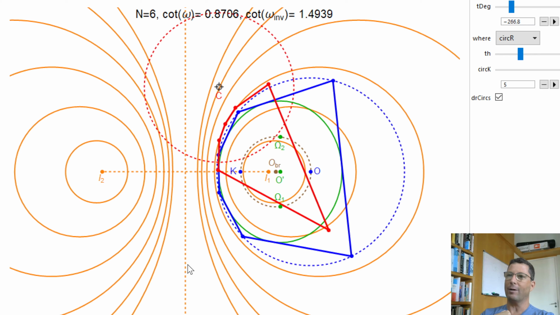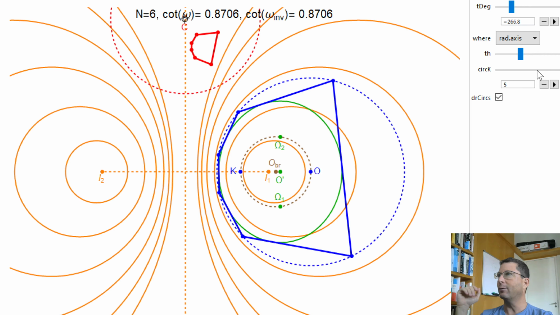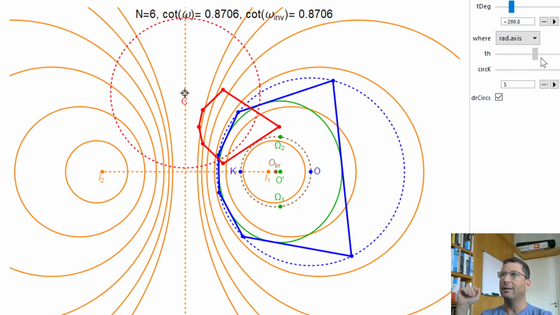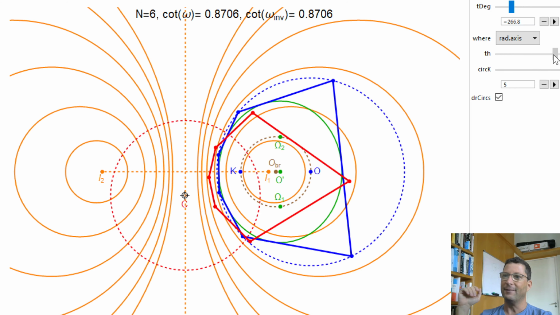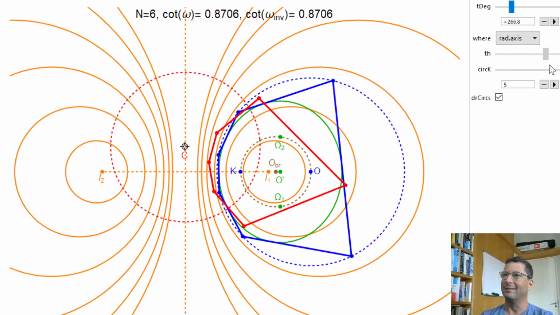You could actually say, let's see what happens if I slide along the radical axis, which is one of the circles in the pencil. So now I've placed C on the radical axis, and I'm going to slide it up and down. And you can see that the cotangent of my inversive Brocard angle remains the same. But then you notice something new here: if C is on this very special circle in the pencil called the radical axis or Longman axis, the actual Brocard angle of the inversive family remains equal to the Brocard angle of the original family. So this is observation 2.